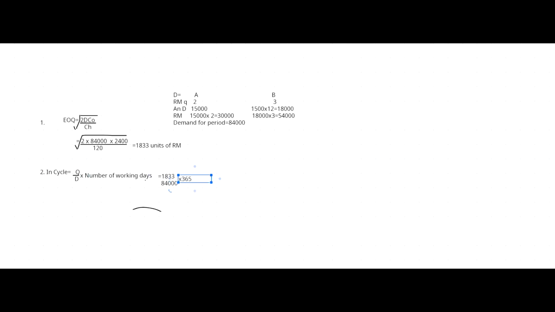8 days. It means after every 8 days, we should place an order. That's the meaning of the inventory cycle. What's the next question? Please let me know.